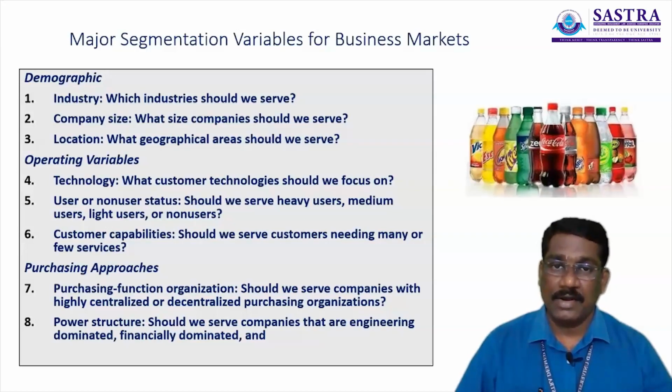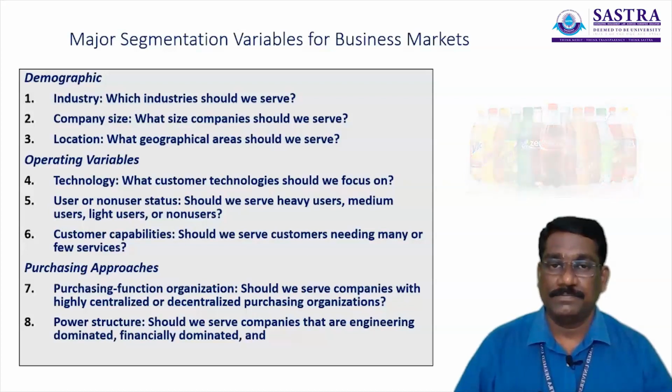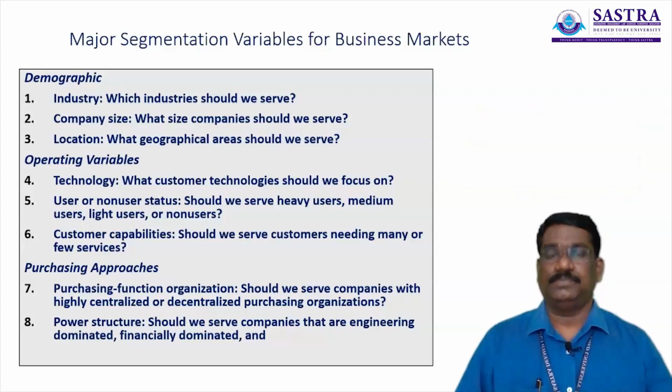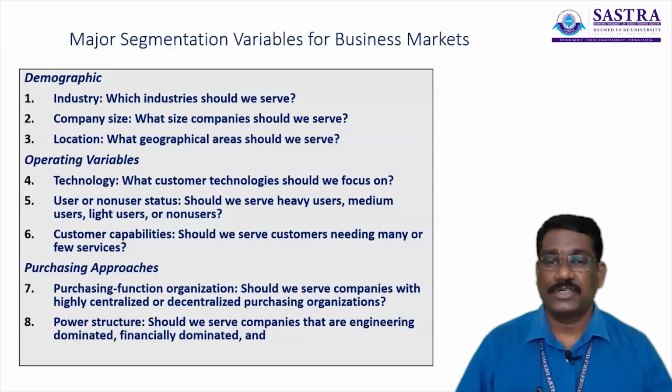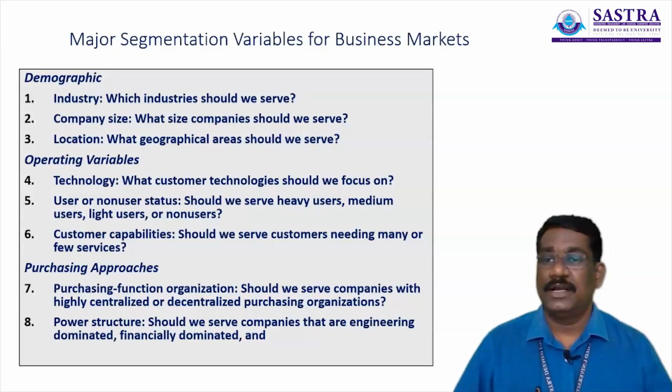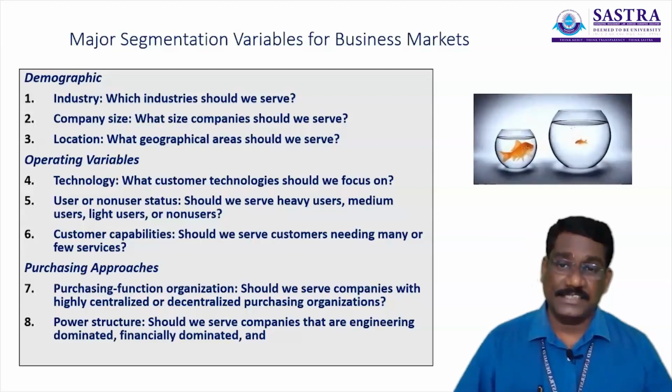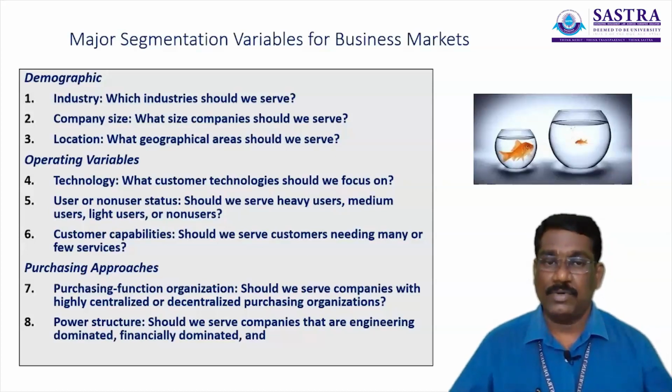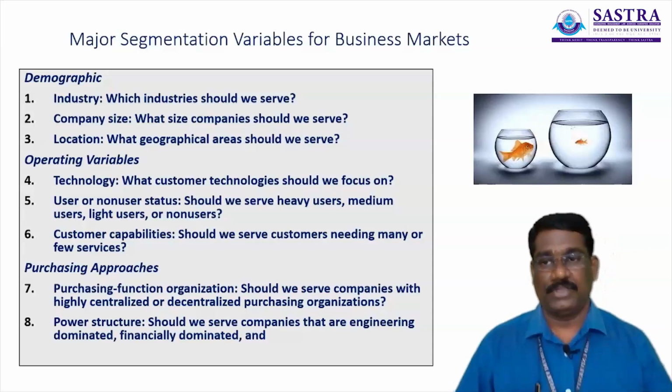So as a marketing organization, we should know which industry we should serve, whether it is a soft drink industry, a software industry, a transport industry, or an automobile industry. We need to understand that. Next, as a marketer, we should understand the company size. What size company should we serve? It depends upon the turnover, the market size, and all that.